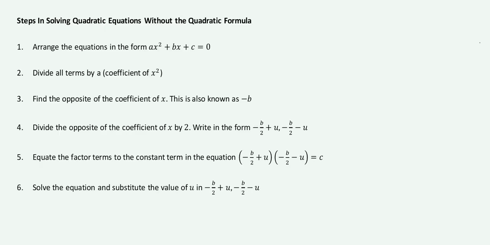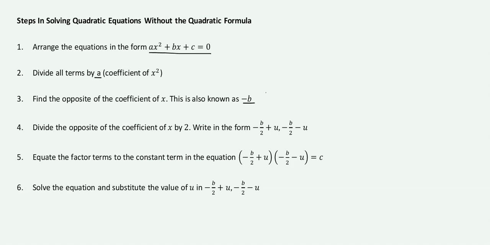So now let's look at some steps. When we're trying to solve quadratic equations without the quadratic formula, the first thing we want to do is to arrange the equation in the standard quadratic equation format, which is ax squared plus bx plus c equal to 0. And then the next step is to divide all the terms by a because you want the coefficient of x squared to be equal to 1. After you're done with that, you want to find the opposite of the coefficient of x, so that's your linear term. You want to find the value of b, and you're going to have that as negative b.